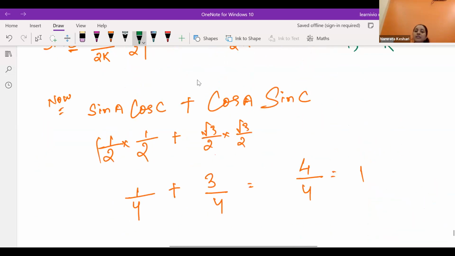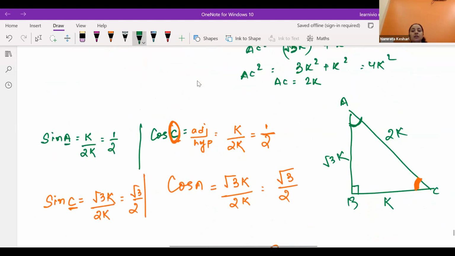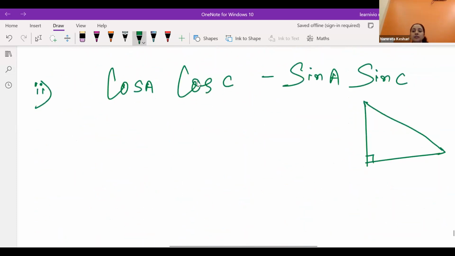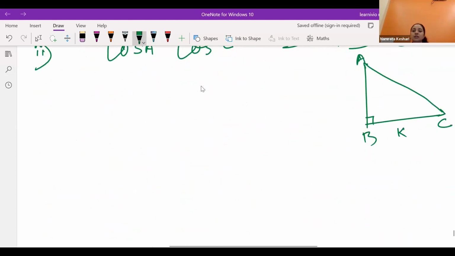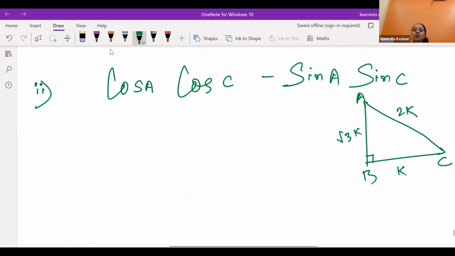Okay, so I am just copy pasting the figure again from here, k, root 3k and 2k. This is A, this is B, this is C. This was k, this was root 3k, and this was 2k. Now quick, we will be filling the data. Now we will not find it separately. Okay, what will be cos A? Who will say? With reference to angle A, from this right angle triangle, what will be cos A? Root 3k by 2k.